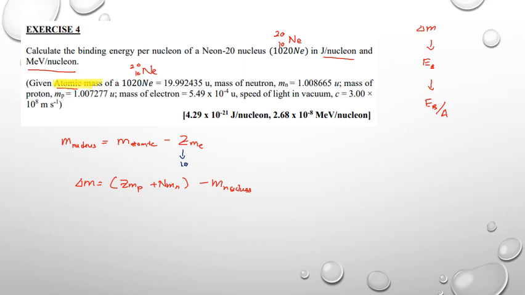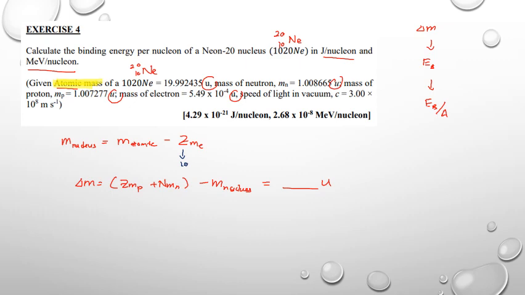Okay, minus M nucleus. Now, of course, you can also use ZMP plus ZME plus NMN minus M atomic. Both are accepted, as long as you get the right unit. So delta M, you should get it in U, because the questions give you the unit in atomic mass unit. So you're given U right here, U right here, U right here, U right here. So delta M, the unit should be in U. Once you have the unit in U, you can then proceed to calculate the binding energy.